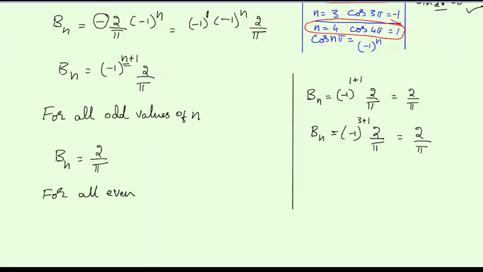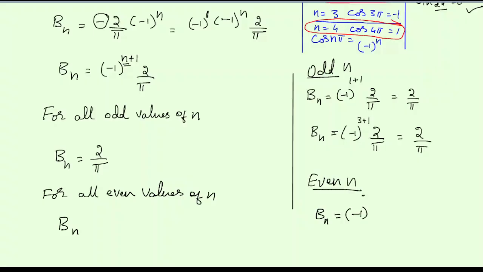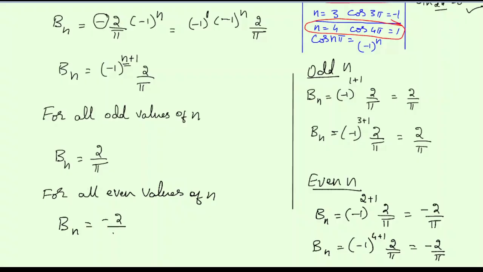For all even values of n, let's see what Bn becomes. Even values of n means 2 plus 1, 2 by pi. So minus 1 to the 3 is minus, and 2 by pi. The next even value is 4. 4 plus 1, which is 5. Minus 1 to the 5 makes minus 1 itself. So it is minus 2 by pi. So for all even values of n, Bn is minus 2 by pi.